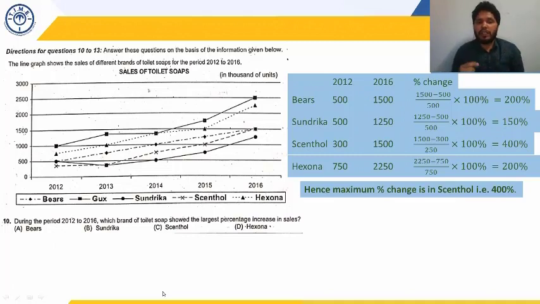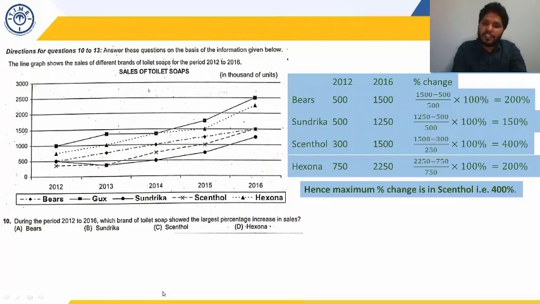When we compared Beers with Sundrika, initial was the same and final was changing. Now it is vice versa. When we compare Beers with Synthol, final is the same but initial is changing. The sales of Beers in 2012 is 500 and the sales of Synthol in 2012 is going to be, say, 300. So for whom is it less? For Synthol it is less and for Beers it is more. So 500 to 1500 is a change of 1000, and from 300 to 1500 there is a change of more than 1000, obviously.